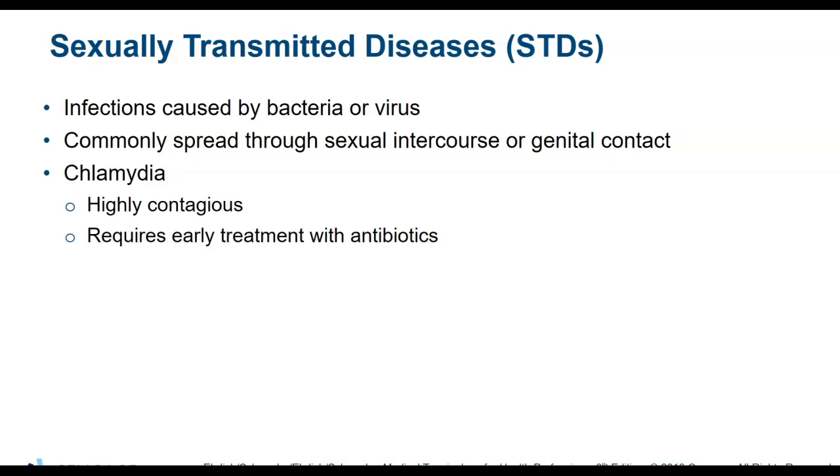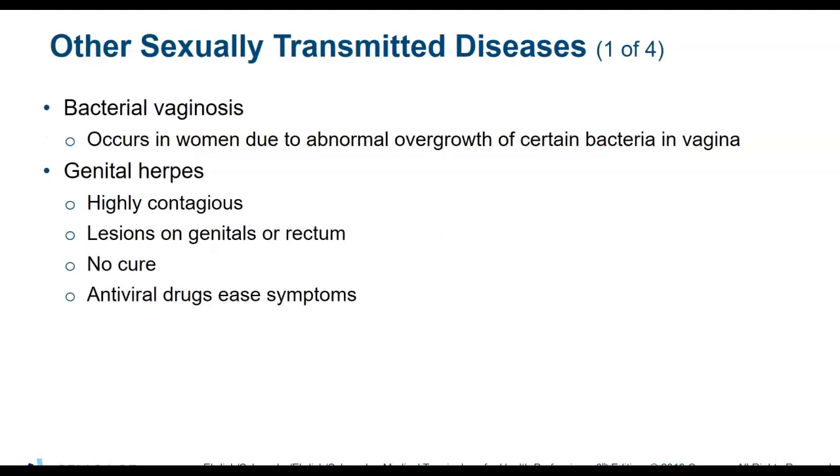This is a real problem with people, because if a woman's diagnosed with it, they need to tell their partner. They both need to be on antibiotics for a period of time, restrained from having sex, because it's very easy to give it back and forth to each other. And so it really needs to be treated early, and hopefully you're not spreading it back and forth. Bacterial vaginosis, it's going to occur in women due to an abnormal overgrowth of certain bacteria in the vagina.